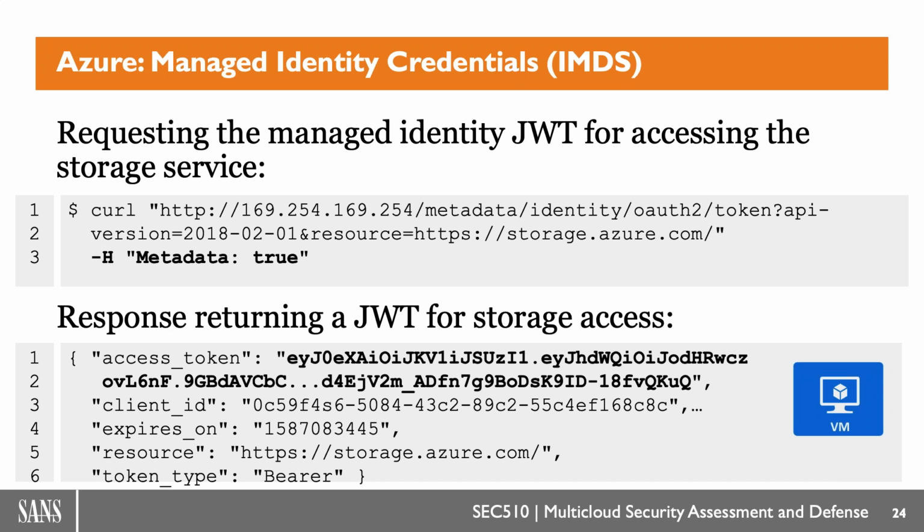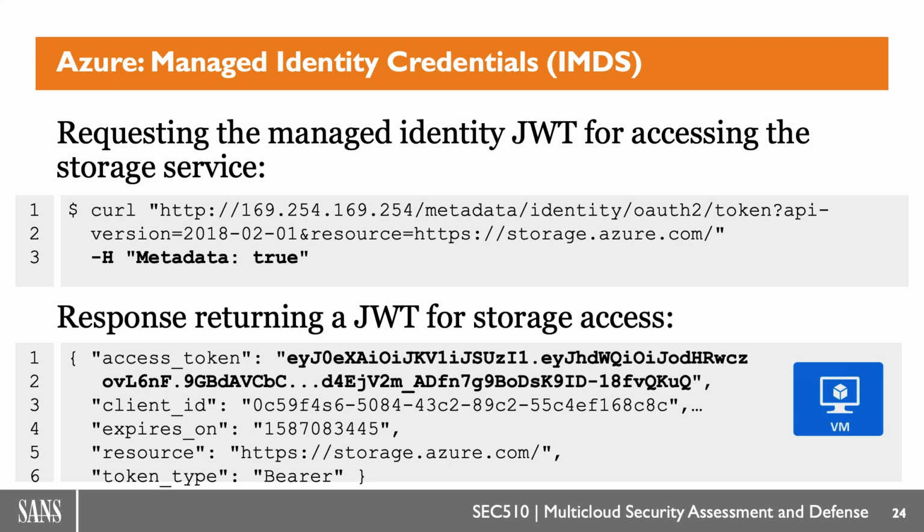Azure's is pretty stable. It requires that header on line 3, so it blocks basic server-side request forgery attempts. And then the other interesting thing about Azure's on line 2, do you see the resource there? It's pointing specifically to storage.azure.com, which is very important to understand when you receive your access token back, which is on line 1. That is a JSON Web Token.